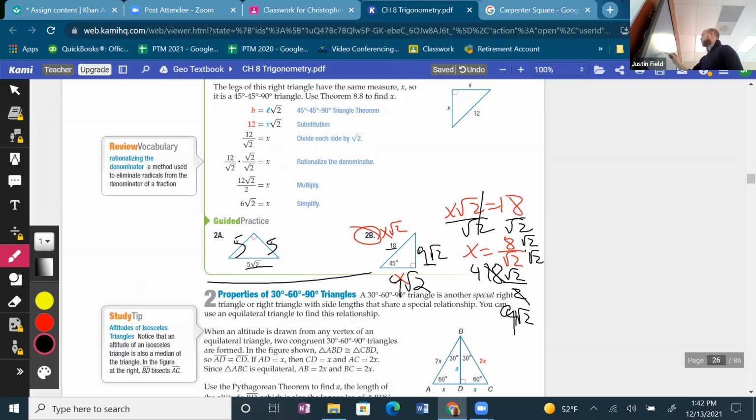But if I had another one like this, let's say 10, and I know this is a 45, 45, 90, then I know that means that the root 2 is on the leg, and the whole number in front of it is half of the hypotenuse. So you may see that.